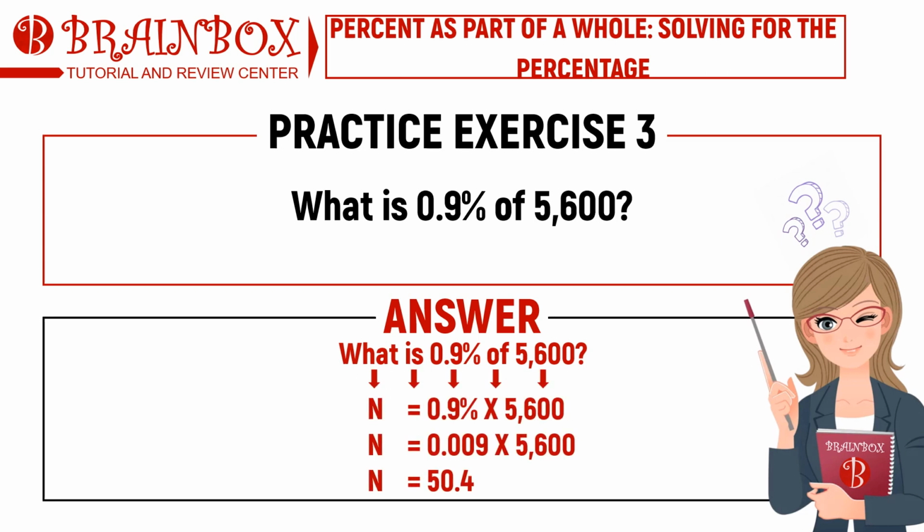Time is up. The correct answer is 50.4. Translating this phrase to a mathematical equation, we get n equals 0.009 by 5,600. Same with the previous items, we convert 0.9% to its decimal form, which is 0.009. We then multiply this to 5,600. We get n equals 50.4. We can now say that 0.9% of 5,600 is 50.4.